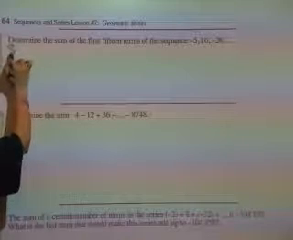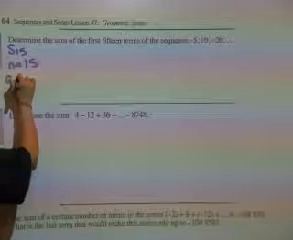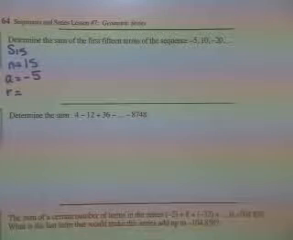So class example number 2 says determine the sum of the first 15 terms of the sequence. If I'm determining the sum, I'm trying to find S of 15, which means n would be equal to 15. Do I know what A is, or the first term? A is -5. Do I know what the common ratio is, what R is? -2.